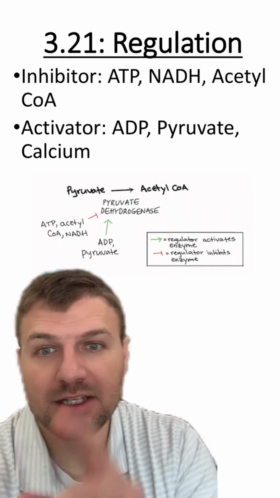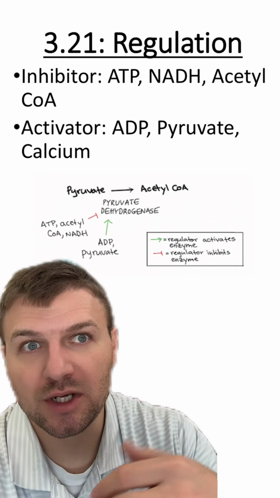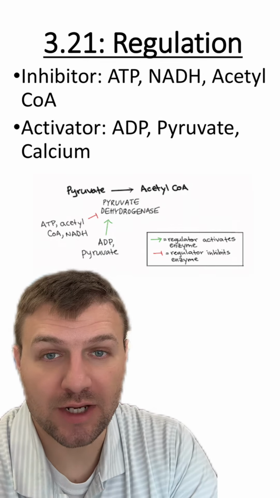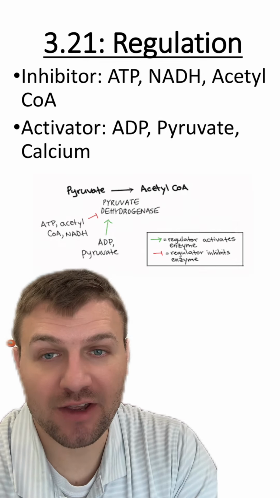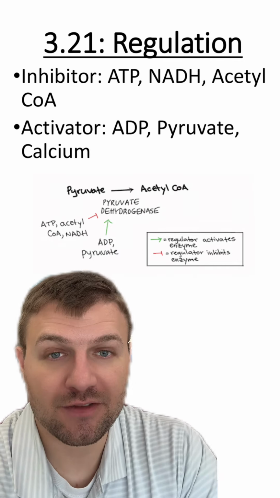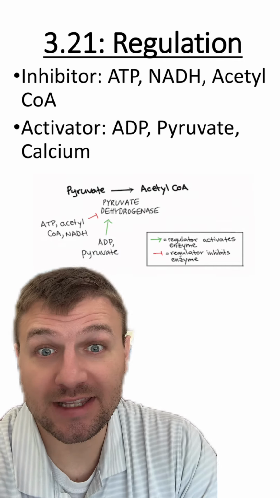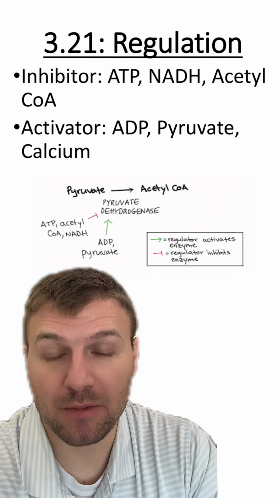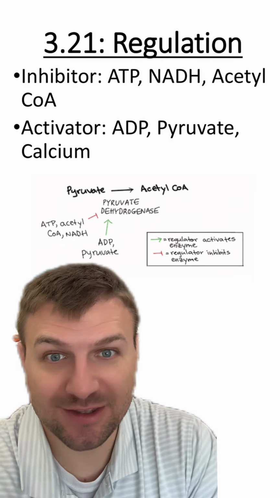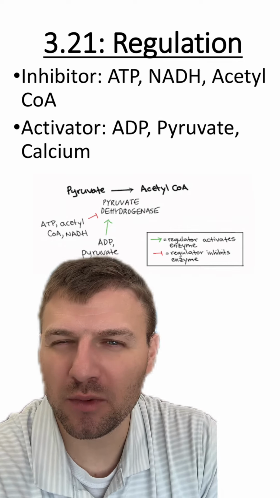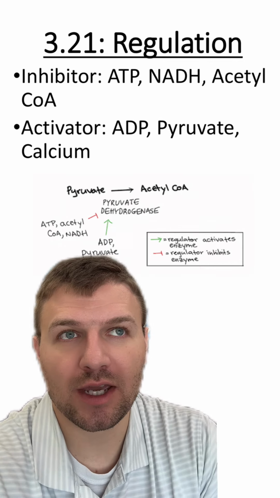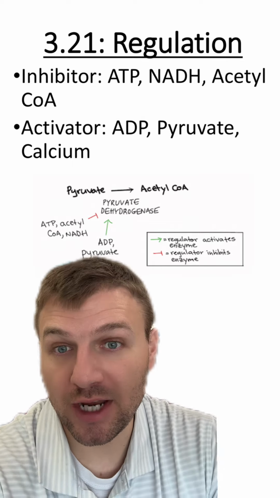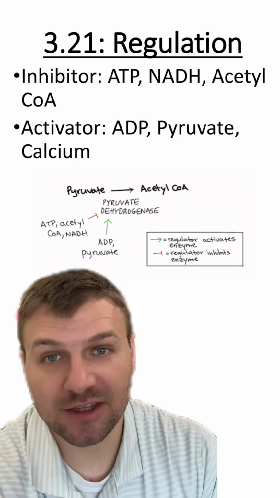The reason again is if we have high amounts of these molecules, we don't just need to continuously make more of them. However, activators for this reaction are going to be ADP, pyruvate, and calcium. If we have high levels of ADP, we need to make more ATP, so it's going to activate this process. If we have high levels of pyruvate, we need to be able to break it down into acetyl-CoA, so it's going to activate this process. Calcium is the kind of weird one here. Calcium deals with muscle contractions, and if we have a lot of muscle contractions, we're obviously going to need more energy, and if we need more energy, we need to activate this process.